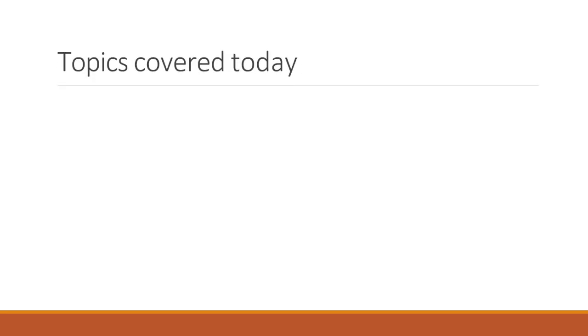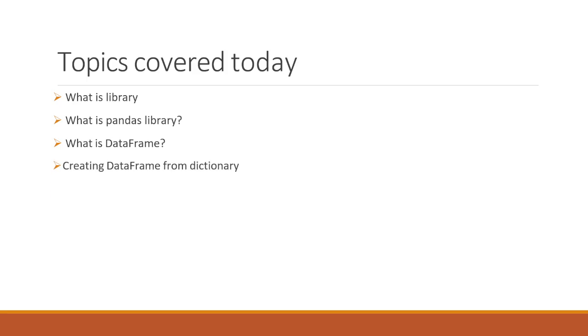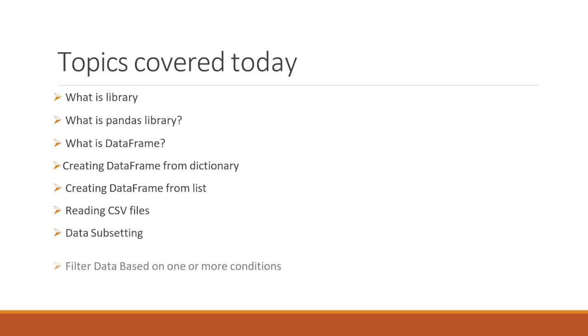Okay, so here we have the topics which we are going to cover today: what is a library, what is the pandas library, what is a data frame. After that, creating a data frame from a dictionary, like we have learned dictionary in the last session. Now we have to convert that dictionary into a data frame. After that, creating a data frame from a list, reading a csv file. Also we have some csv file here, and we are going to work with that csv file as well. Then data subsetting, filtering data based on one or more conditions. So here we are also going to solve some questions like how to filter data from your csv file.